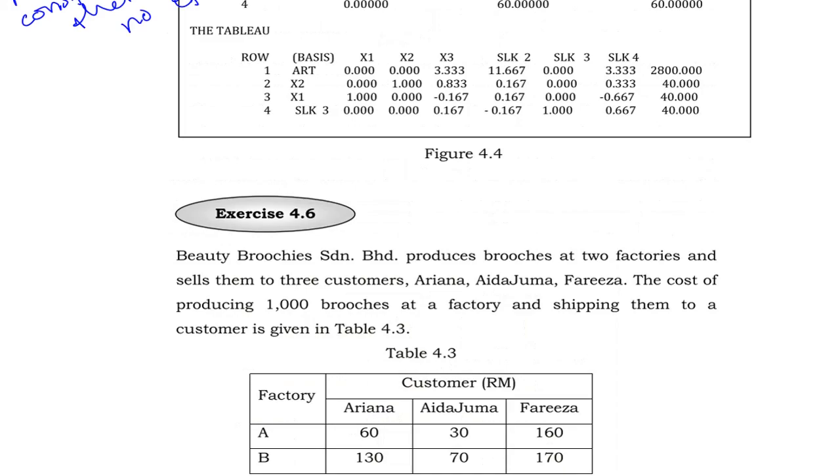So as we can see here, from factory A to customer Ariana, the cost of shipping is 60 ringgit per 1,000 brooches, and so on. Here, this is the row i equals to 1 and 2. We have 3 columns, so j, 1, 2, 3. So the variable here is X11, 1,000 brooches shipped from factory A to Ariana. Okay, X12, X13, X21, X22, and X23.